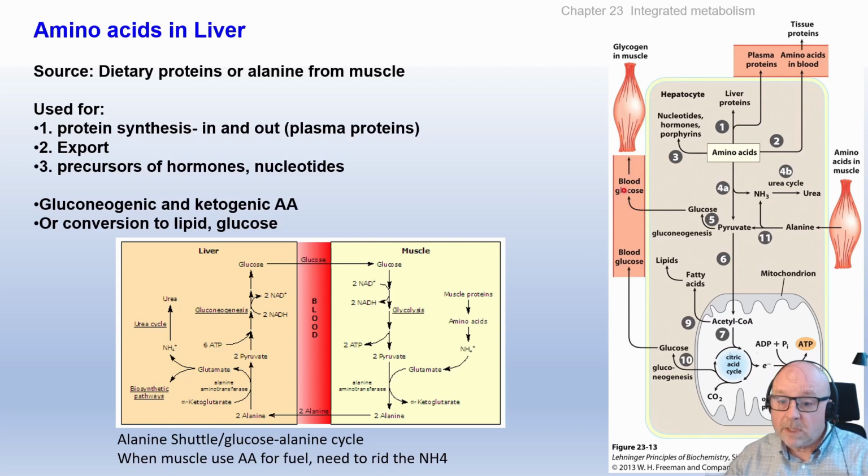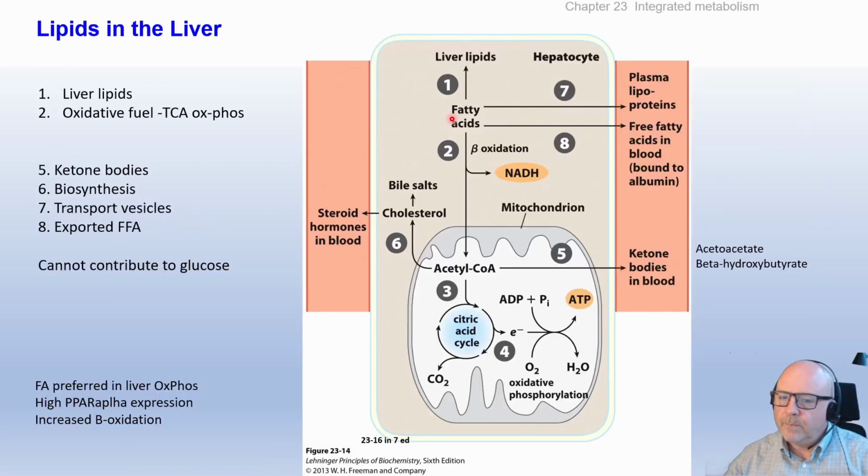And it doesn't have to go back to the muscle. It can go to the brain instead, right? The glucose doesn't know where it's going to go. It will go to the tissue that needs it. So when it comes to the fate of lipids or fatty acids in the liver, we have fatty acids here. We see that one of the routes they can be utilized in is making liver lipids, for example, to make the plasma membrane.